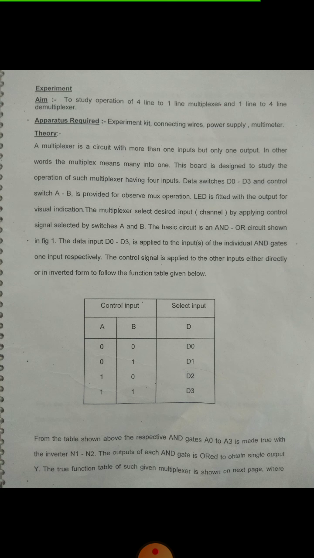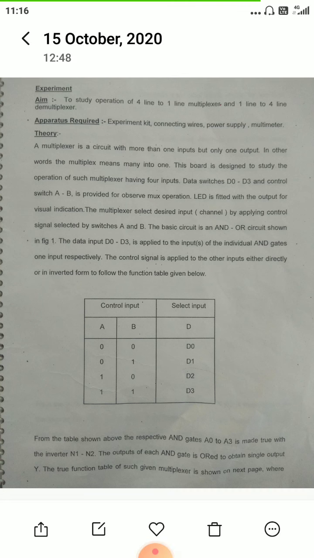So what is multiplexer? In this video I will just tell you about multiplexer, and we will implement only the multiplexer circuit, right? A multiplexer is a circuit with more than one input but only one output. In other words, you can say many into one. Many inputs are there but a single output is taken out. You can check it from the table below.